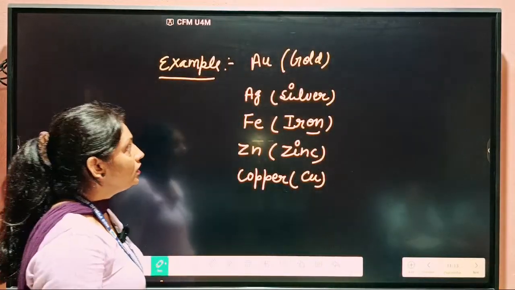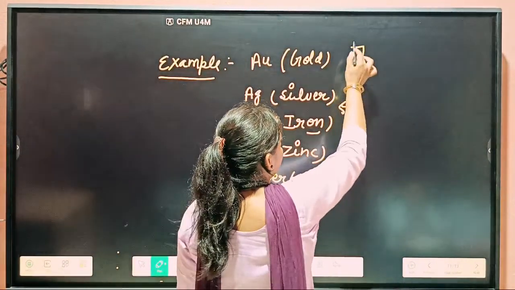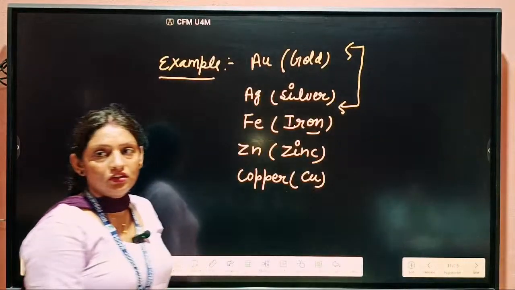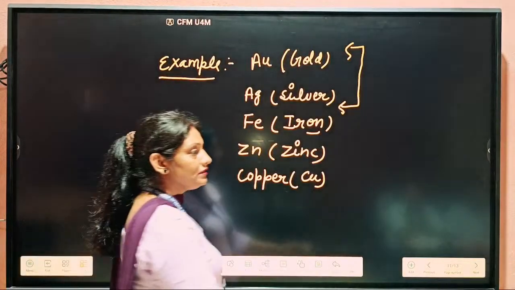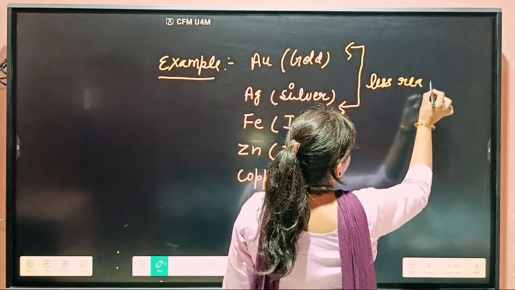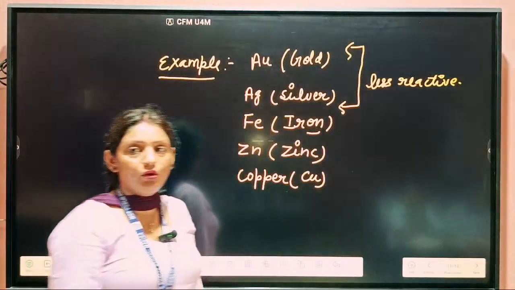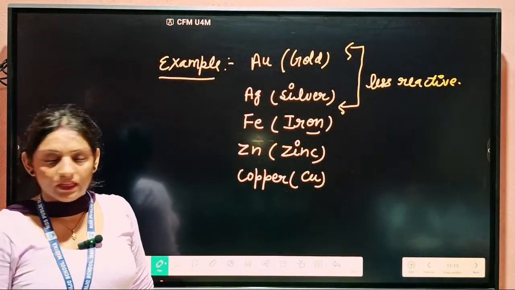Okay, students. We use silver and gold for making jewelry because they are less reactive metals. So we use them for making jewelry.